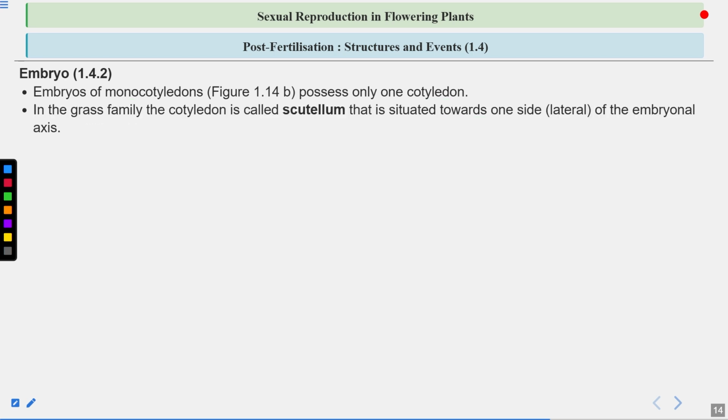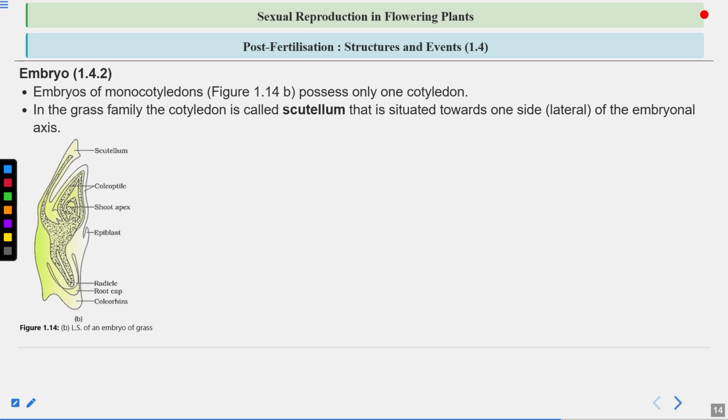In the grass family, the cotyledon is called scutellum. Very, very important point. The scutellum is situated toward one side, lateral of the embryonal axis. So here you can see the scutellum. This is the embryonal axis in the monocot. And this scutellum is present at one side of the embryonal axis. This is the cotyledon part, right?